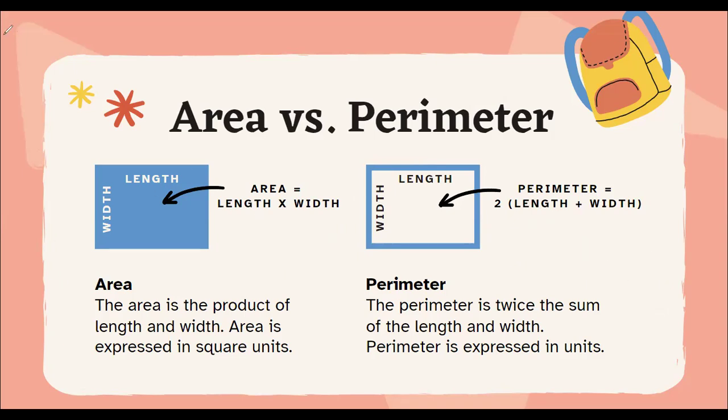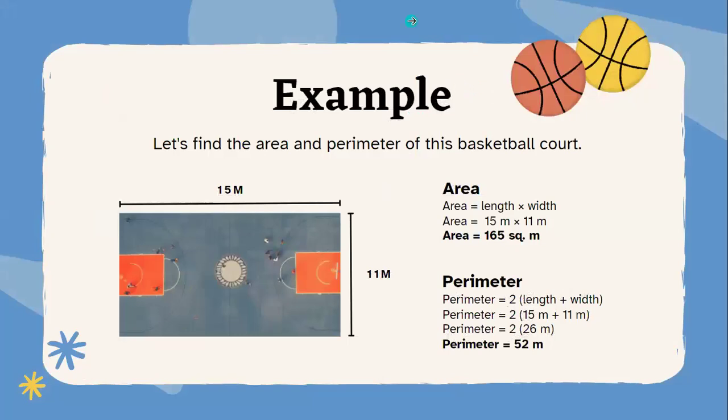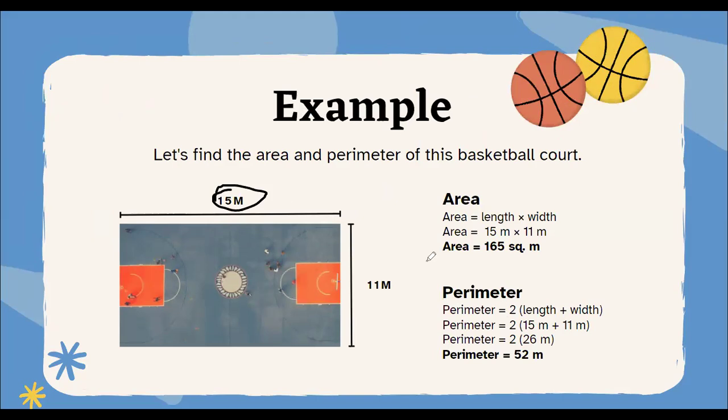Now, let's move on to the next thing. Now, let's look at the example over here. In this one, I gave you easy ones, but this one's a little bit longer. Here this is 15 meter and this is 11 meter. If you want to find the area, you have to do 15 meter into 11 meter, which will be 165. And then you have to write square m, because it's meter.